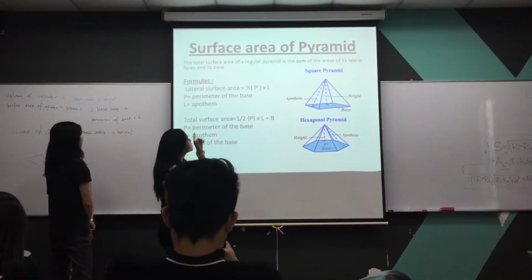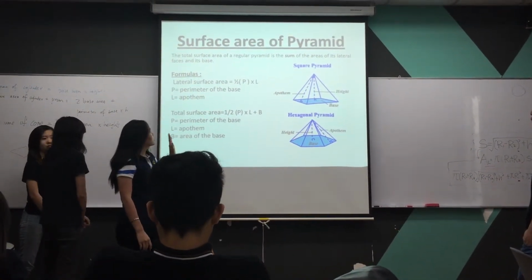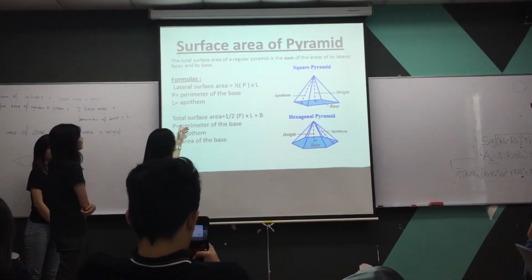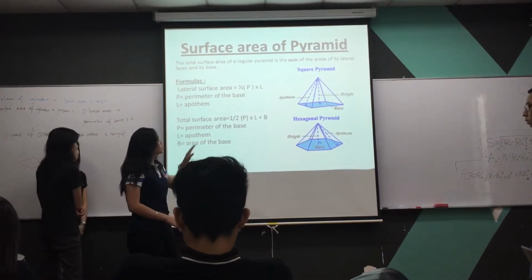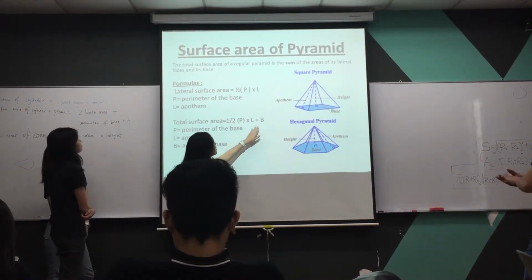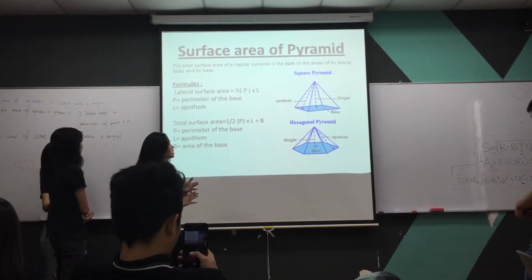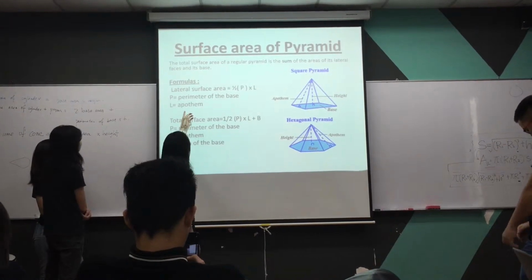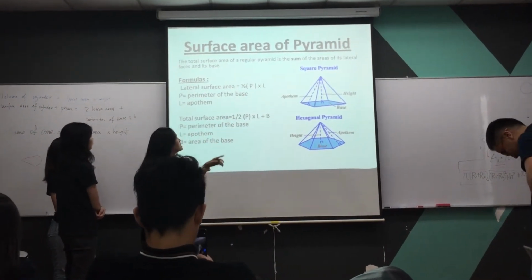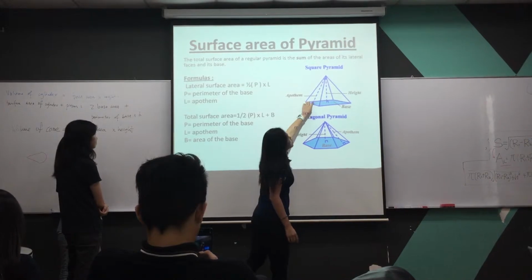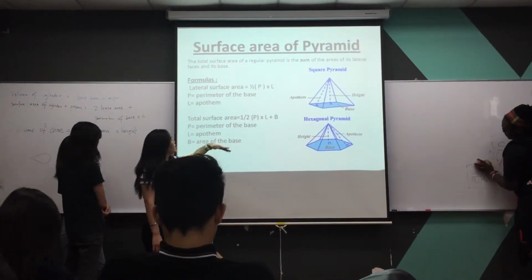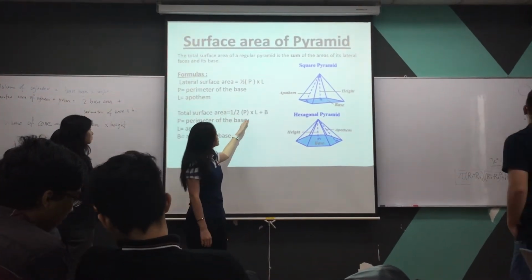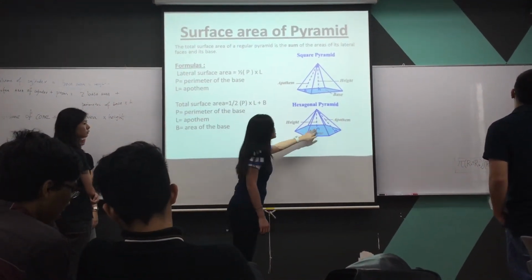I'll be talking about the surface area of a pyramid. When you're finding the lateral surface area, it doesn't include the base area. Whereas the total surface area is the area of the lateral faces plus the base area. The base can be a hexagon, a square, or anything else. The formula for lateral surface area is half times perimeter times the apothem, which is also called the slant height. The total surface area is half times the perimeter times the apothem plus the base area, which is this base.